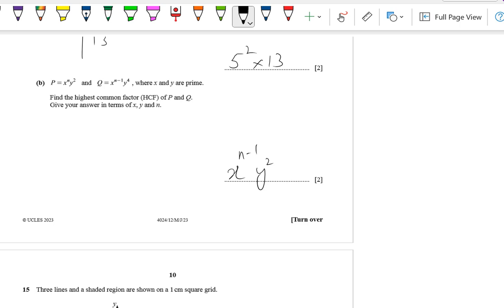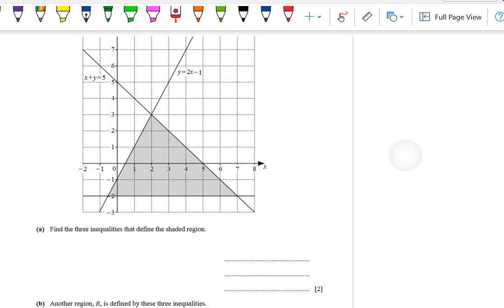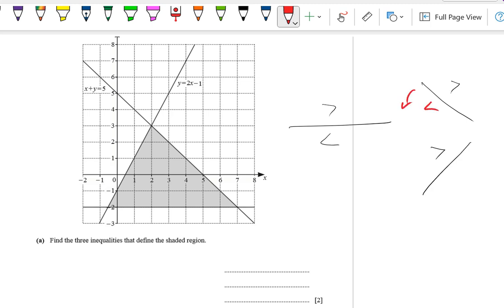Find the HCF of P and Q. Yes. All right. In shading of inequalities, this is a greater portion, lesser for this and this, greater is this, greater is this. Where the line is falling, it should be less. So it is less, less, and greater.